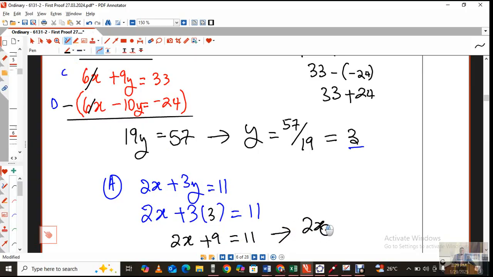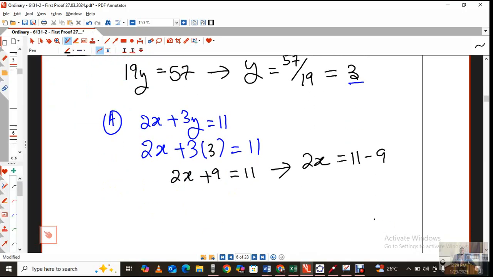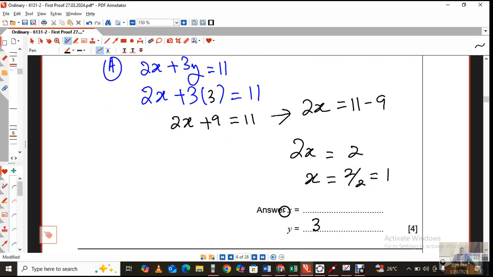That gives us 2x is equal to 11, take away 9. When you say 11 take away 9, that gives us 2x is equal to 2. That will be x is equal to 2 divided by 2, which is equal to 1. So now we have our value for x, and our value for x is equal to 1. And that does it. All of this requires that we show our working.